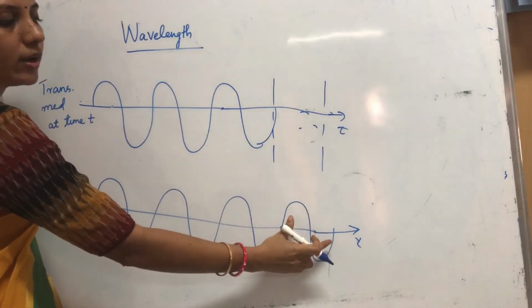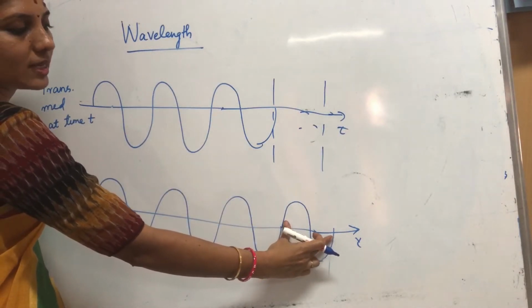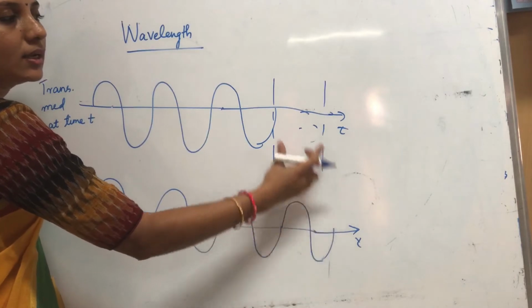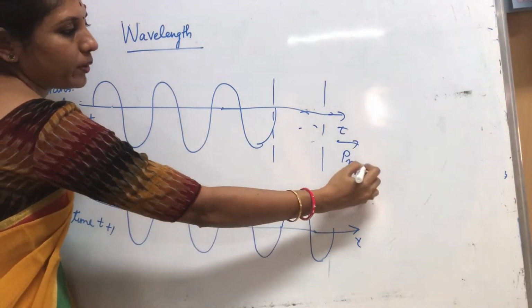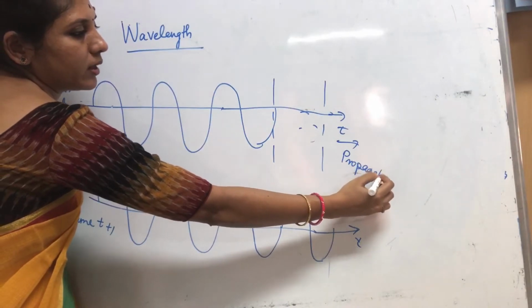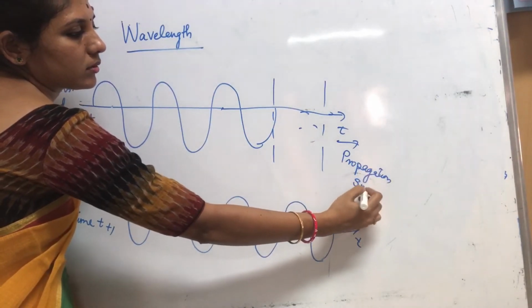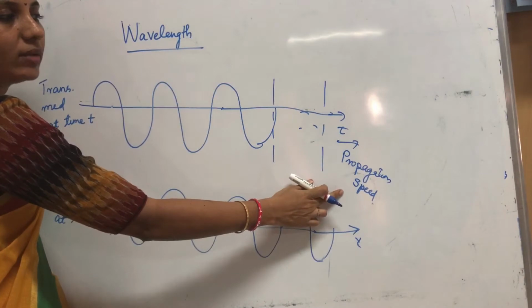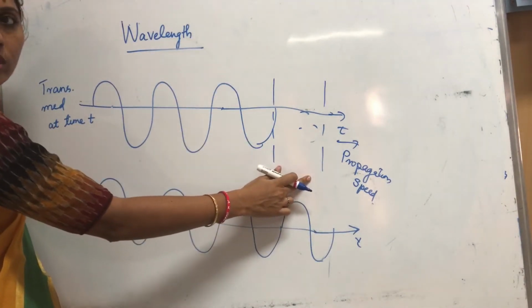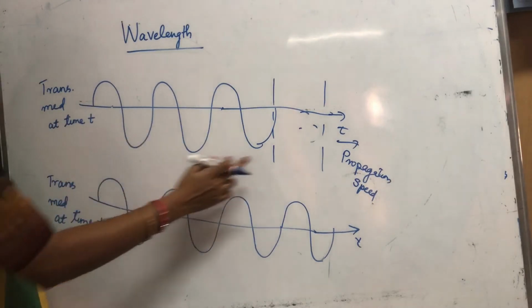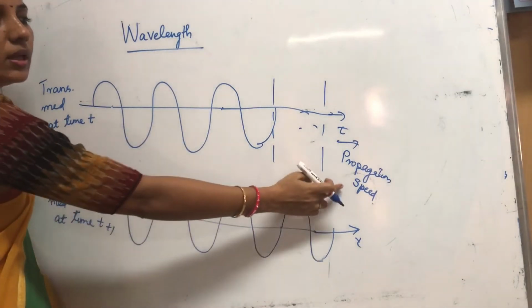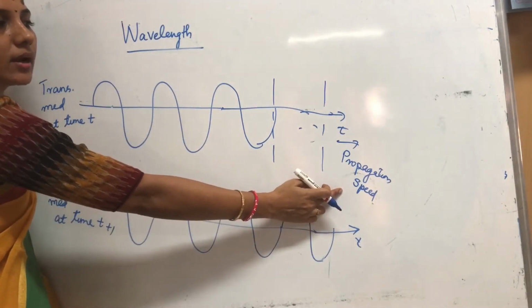So this particular signal will bind the period to the propagation speed. This is the propagation speed at which it is transmitted. This is the speed at which the wave has been transmitted in the transmission medium. So we can say that wavelength binds the period with the propagation speed inside the transmission medium.